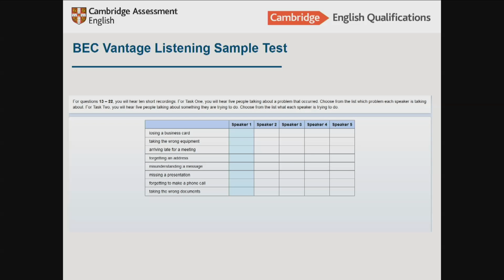This is an example of what a sample listening test looks like. And you can see here that you're going to have to listen to 5 different speakers, and you have to decide which of the problems mentioned relates to which of the speakers.